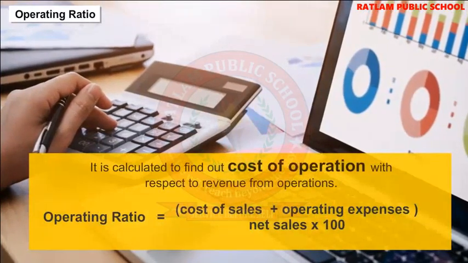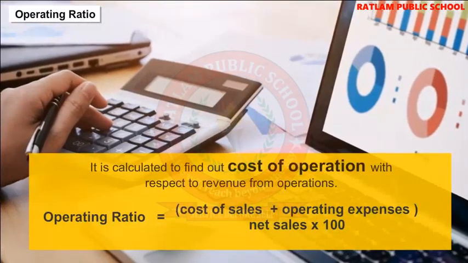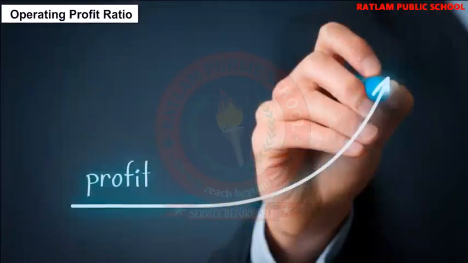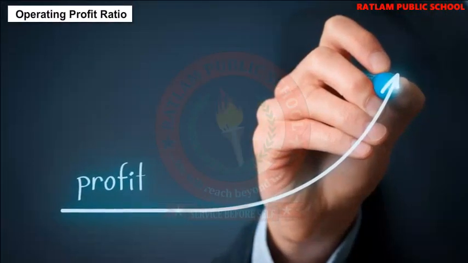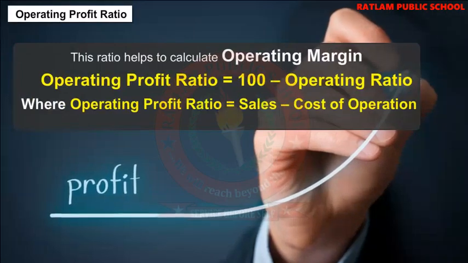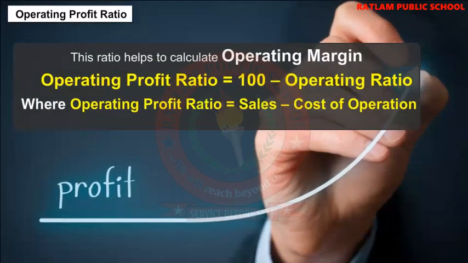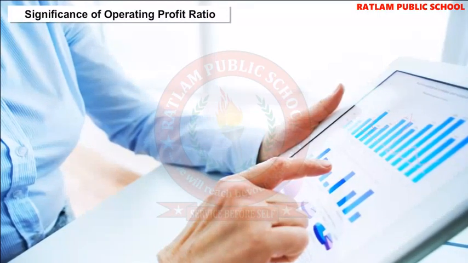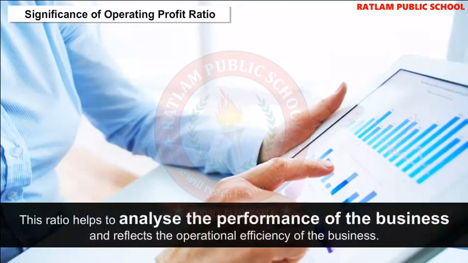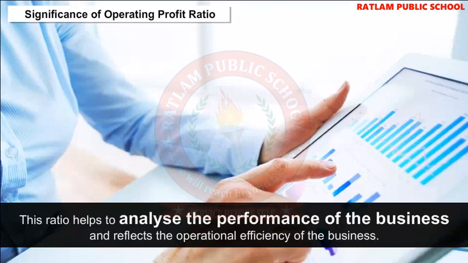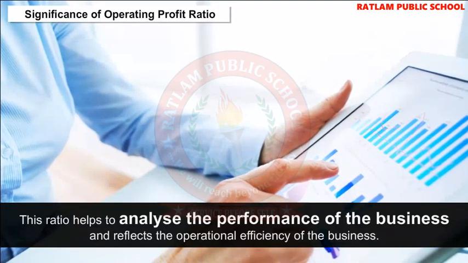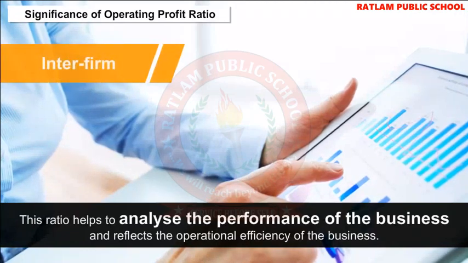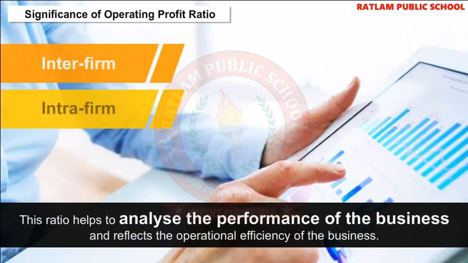It is calculated to find out cost of operation with respect to revenue from operations. Operating profit ratio. This ratio helps to calculate operating margin. Significance of operating profit ratio. This ratio helps to analyze the performance of the business and reflects the operational efficiency of the business. It is useful for inter-firm and intra-firm comparisons.